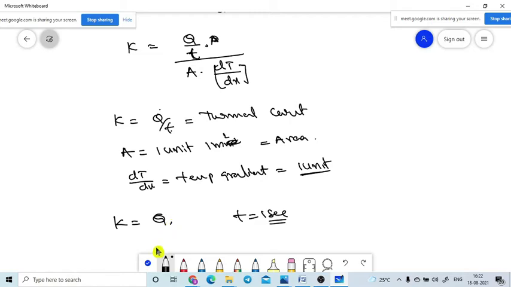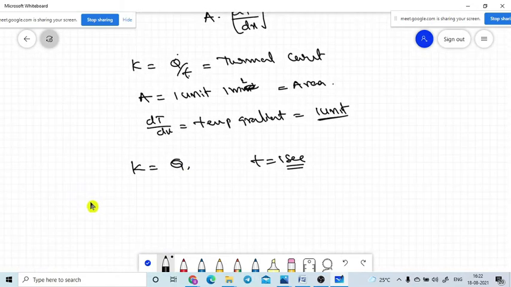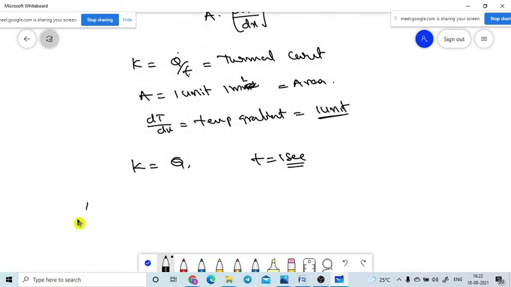What does it mean by Q? It is the thermal energy. Are you getting or not? Thermal energy is nothing but the quantity of heat only. Q is nothing but thermal energy. Thermal energy is nothing but quantity of the heat only. Are you getting or not?